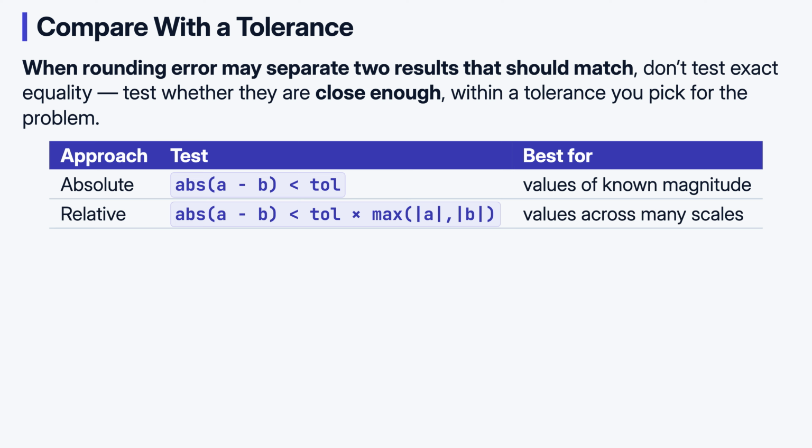The second way is a relative tolerance. Scale the threshold by the larger of the two magnitudes. That works across many scales, but it breaks down near zero, where both magnitudes are tiny. The third way combines both, and that is what Python's math.isclose gives you. For most everyday work, isclose is the right default. Near zero, set an absolute tolerance as well.